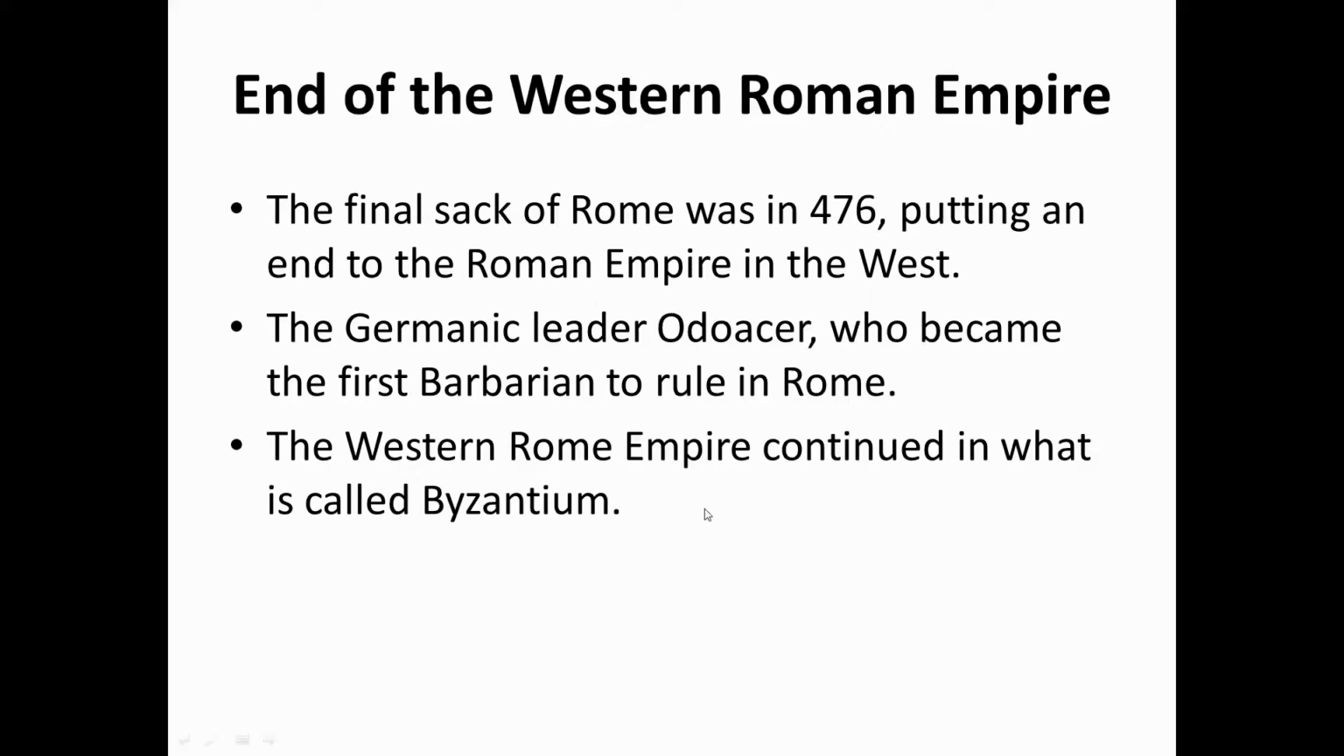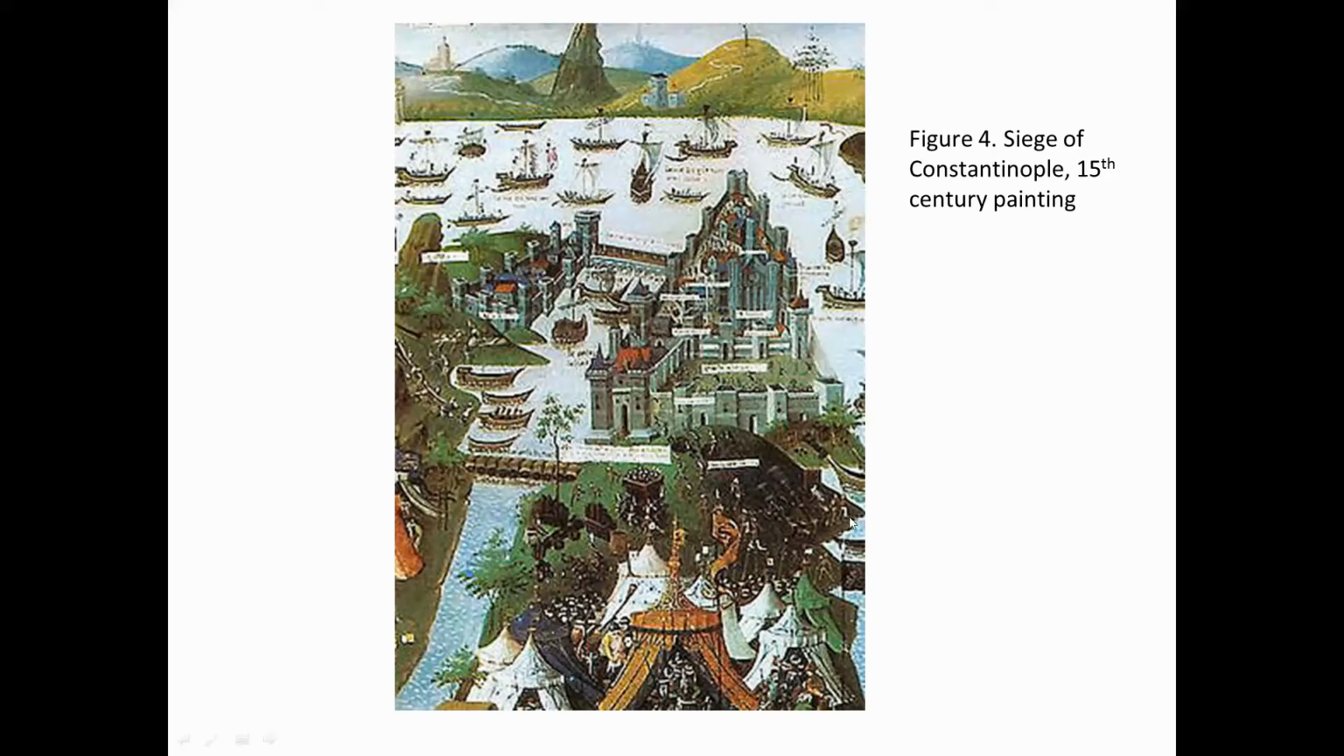But in the East, Rome didn't fall. That wasn't the end of the story. That Western Roman Empire, the Eastern, typo, I'll fix that. The Eastern Roman Empire continues in what is then called Byzantium. And this is a part of a painting. It's the Siege of Constantinople in the 15th century. This is a contemporary painting made at the time.